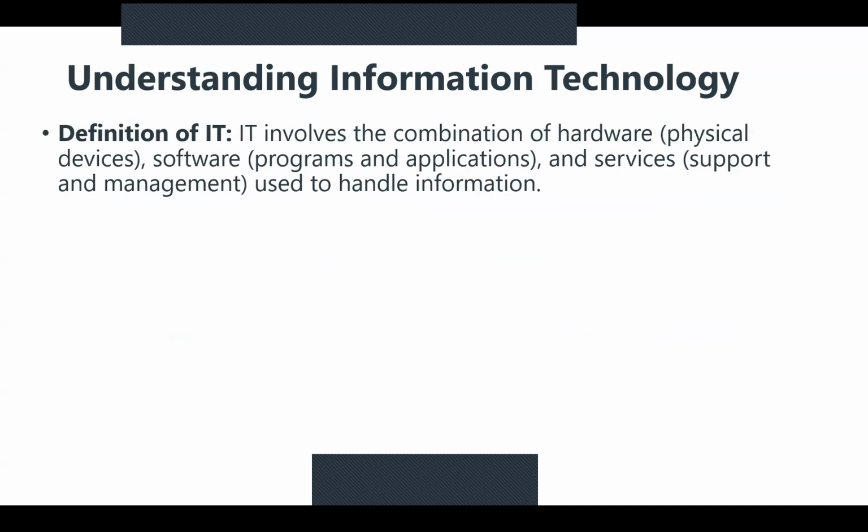Let's understand how IT works. And what exactly is information technology? Information technology is the sophisticated blend of hardware, software, and services that allows businesses to manage and share information effectively. Think of IT as the nervous system of the organization, constantly transmitting signals that keep the company alive and thriving. If I have to talk about the definition of IT, it involves the combination of hardware, software, and services used to handle information.